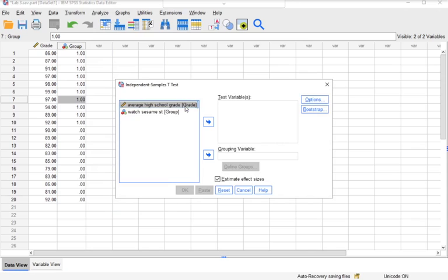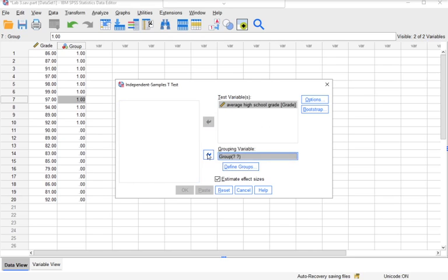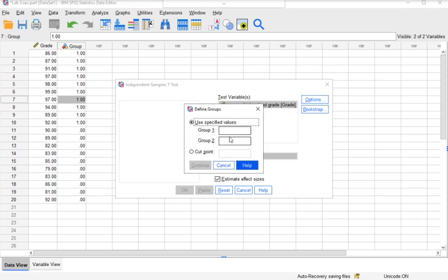So our test variable, which is our outcome measure, is the average high school grade that the participants have, right? So again, we're comparing if you watch Sesame Street as a child versus did not, whether there's a significant difference in your high school grade. So I'm gonna just define groups as 1, 0. It's just putting in what your reference group is. I wanna see if students who watched Sesame Street actually have a difference in score.